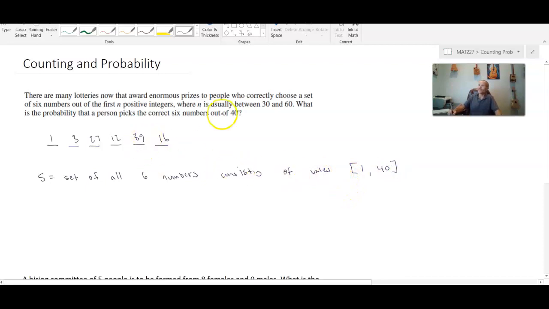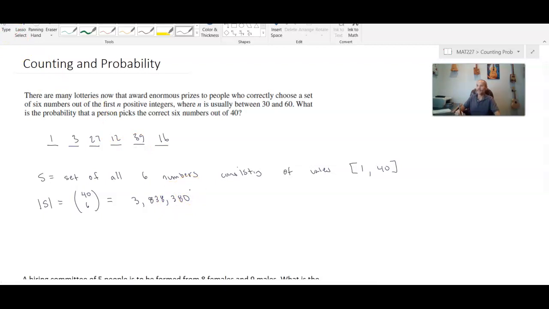Because these numbers can't be repeated, we know that a combination would be useful in this case. So the size of the sample space is the number of ways that from the set of 40 numbers, we could choose 6 of them. And this turns out to be a fairly large number. This is 3,838,380.